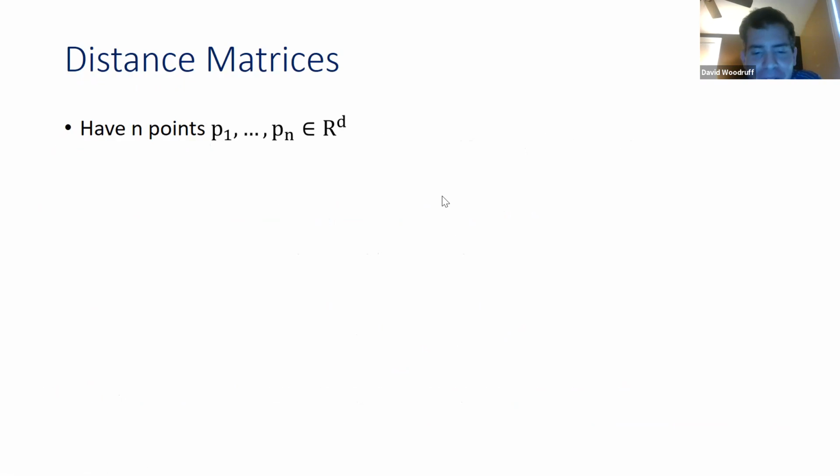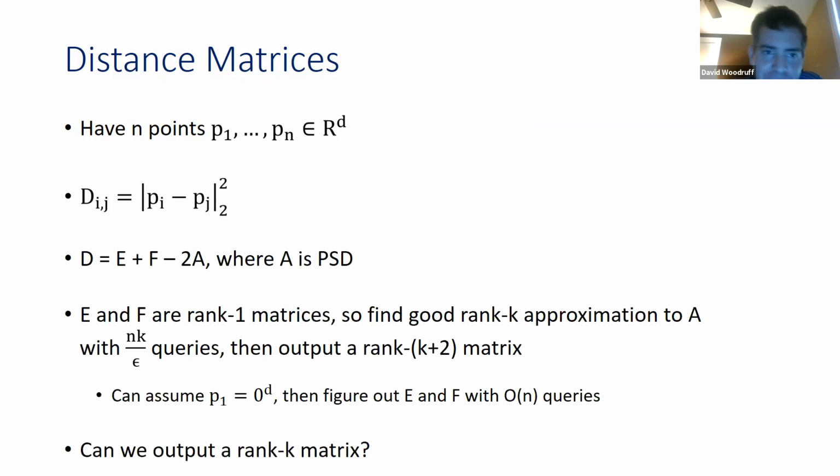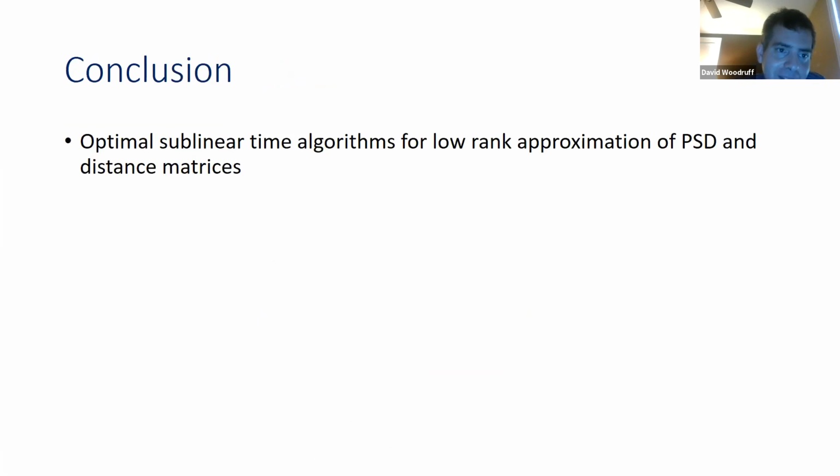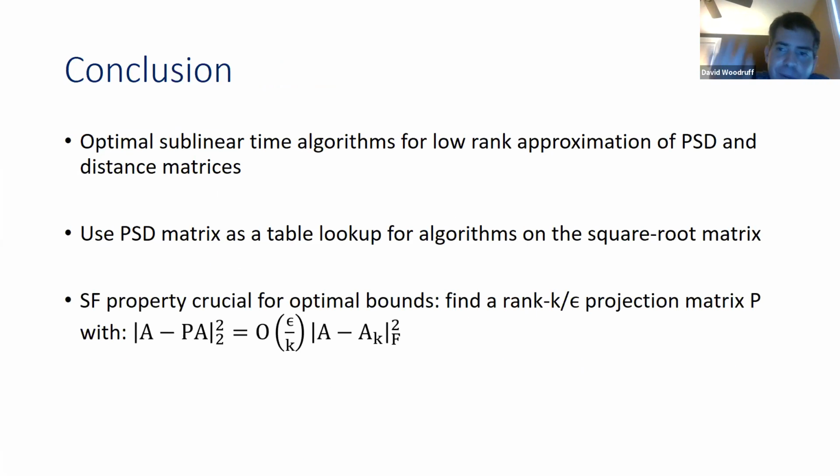Okay. Oh, sorry. Okay. Then let me just say that these results apply to distance matrices as well. It's another sublinear time family of matrices. They're very related to PSD matrices. And then let me just conclude then. We gave optimal sublinear time algorithms for low rank approximation of PSD matrices and a related family of distance matrices. A key idea was to use a PSD matrix as a lookup table for algorithms on the square root matrix. Another key idea for getting optimal bounds was to use this spectral Frobenius norm property that I talked about.